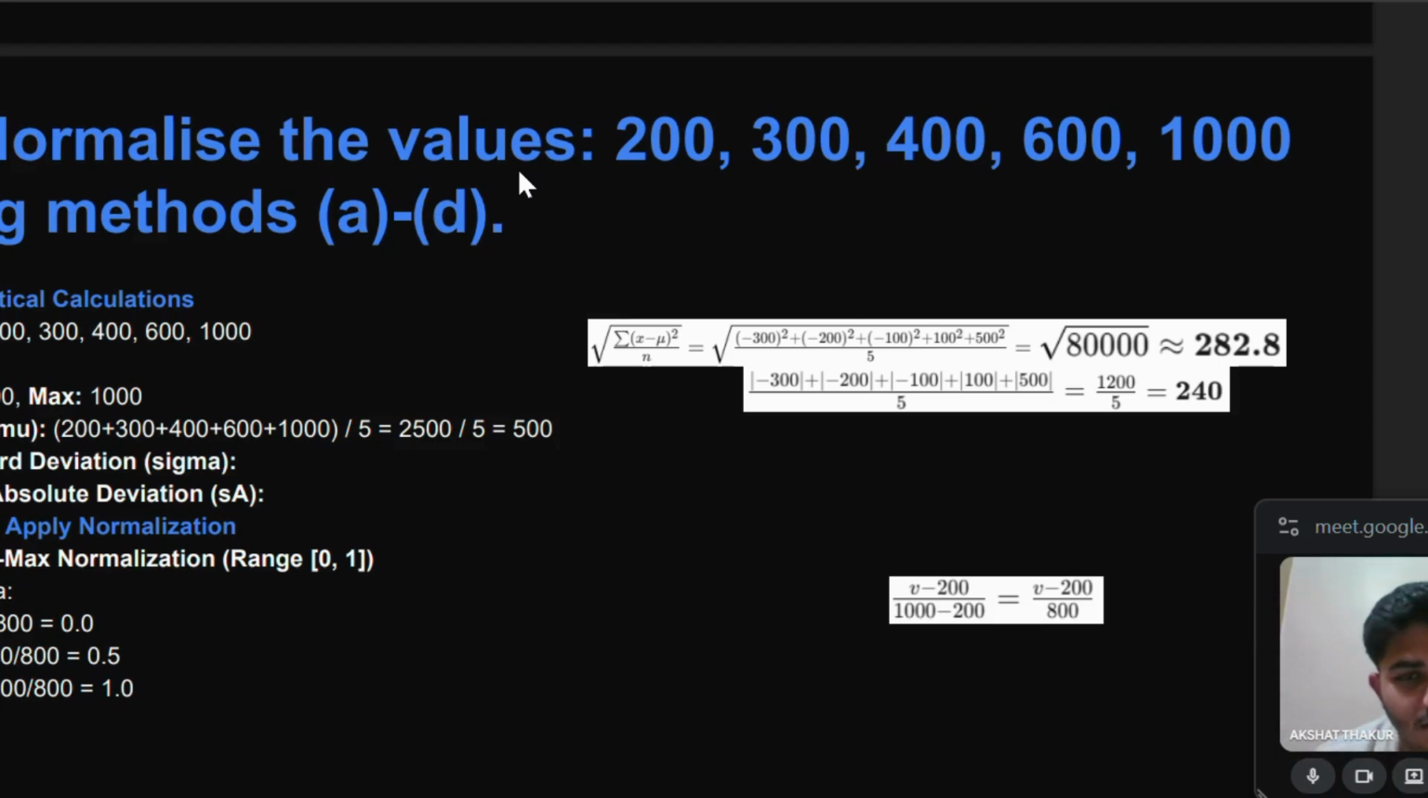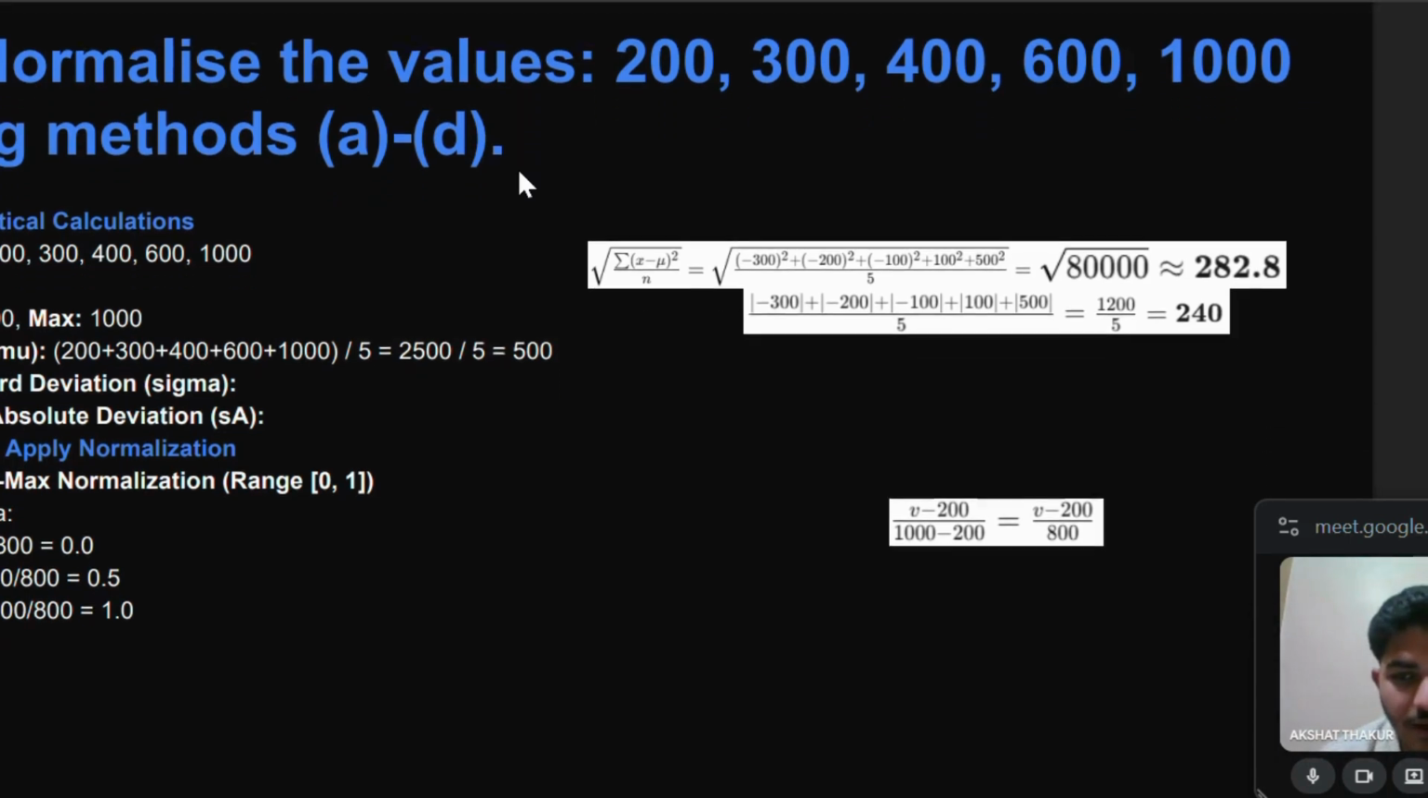Then the formula for standard deviation is the square root of the sum of (x minus mu) whole squared upon n, that is sigma. So this is the formula we will use. By using this formula we get the value of 240. And with the absolute deviation formula we get 28.2.